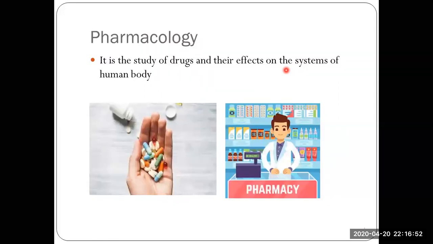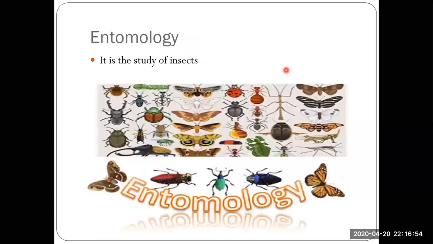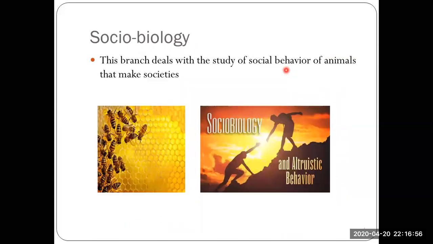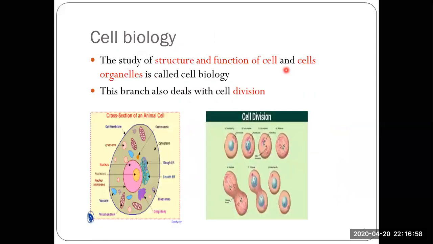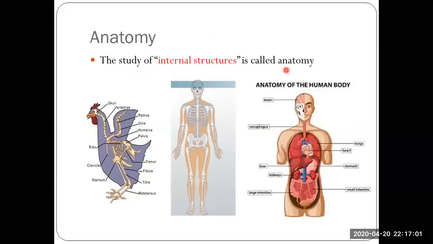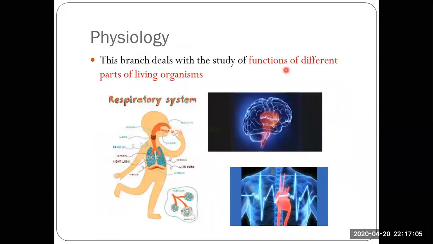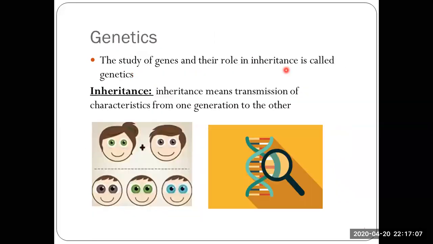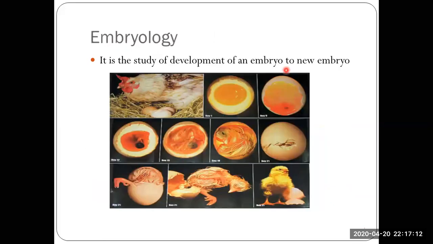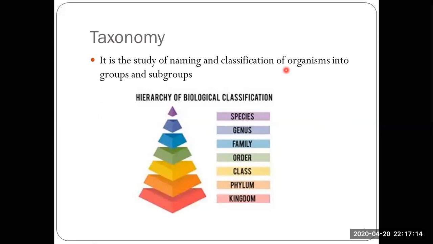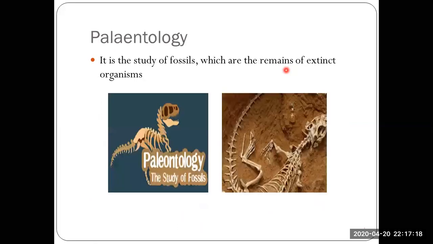Before summing up our lesson, we have to get a quick recap of today's lecture, in which we studied different branches of biology, including morphology; anatomy; histology, the study of tissues; cell biology, the study of cells; physiology, in which we study the function of different parts of the body; genetics, in which we study genes and their role in inheritance; embryology, in which we study the development of an embryo; taxonomy, in which we study naming and classification of animals into groups and subgroups, or plants as well; paleontology, the study of fossils, obviously.